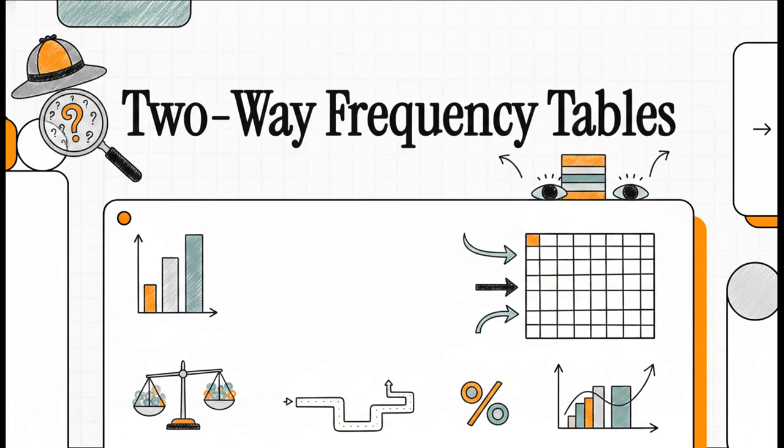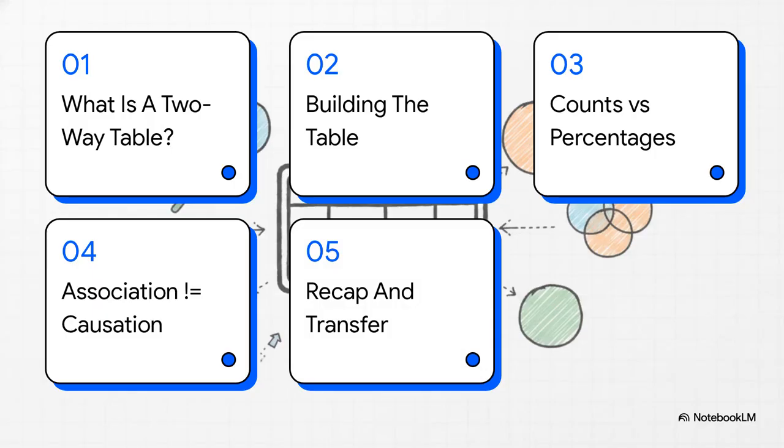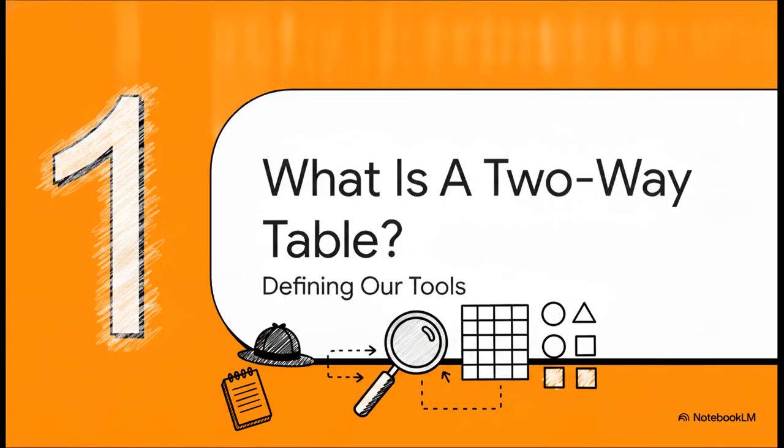We'll be building tables, calculating conditional percentages, and learning how to compare associations the right way. Here's our super quick roadmap for today. 1. What is a two-way table? 2. Building the frequency table. 3. Counts versus conditional percentages. 4. Association is not causation. And finally, 5. Recap and transfer question. Let's jump right in.